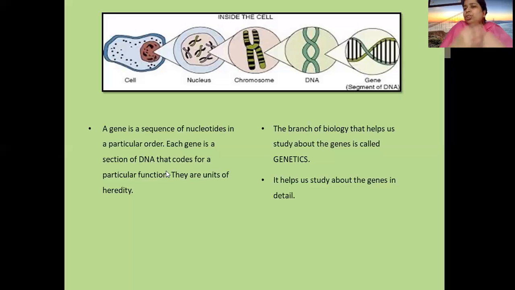Now, the branch of biology that helps us study genes, every aspect, every particular nucleotide or nitrogenous base, where its position is, what function in our body it is coding for, that entire study has to be done. So the branch of biology that deals with the study of genes is called genetics. It helps us study genes in detail. So our chapter is basically on how we will be studying genes.